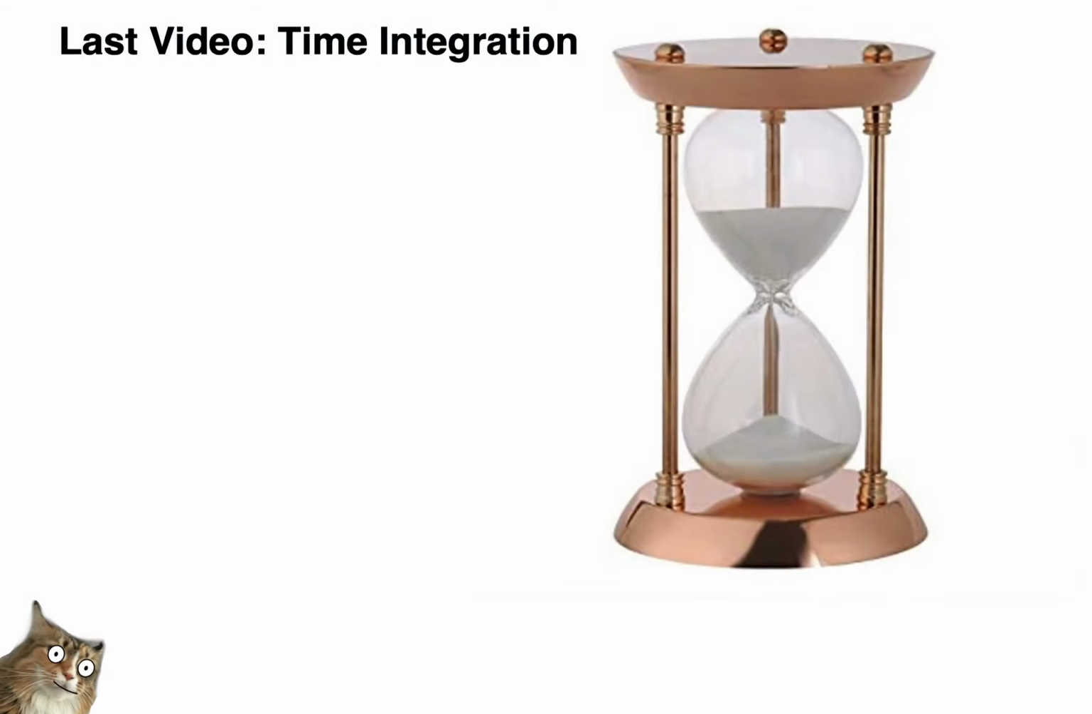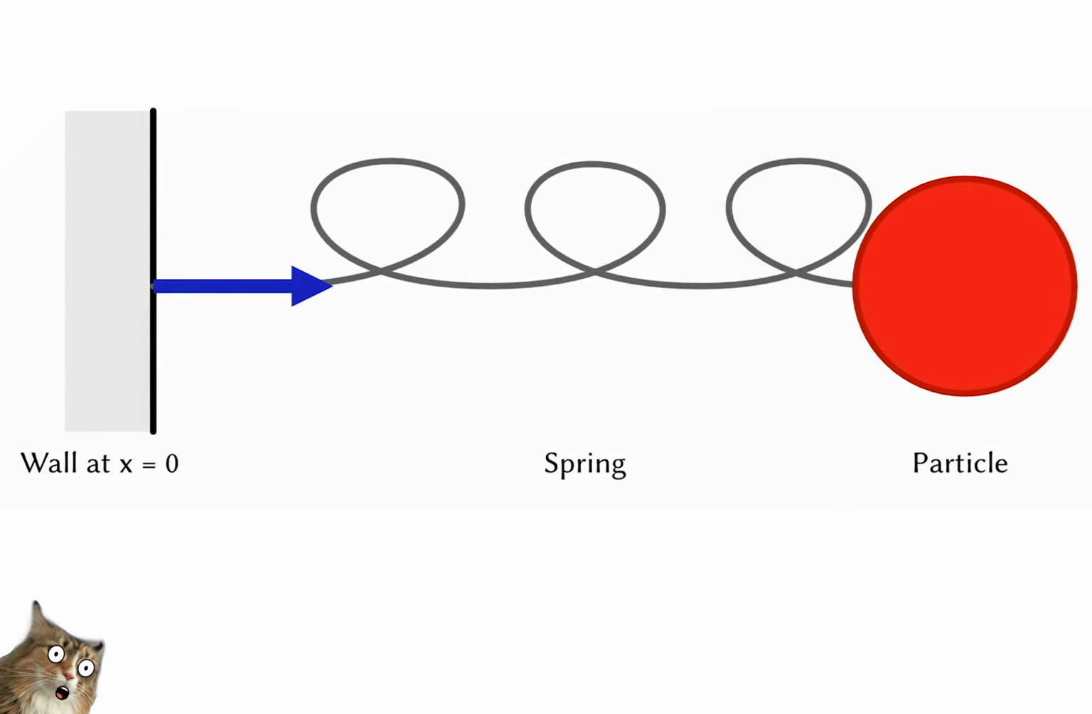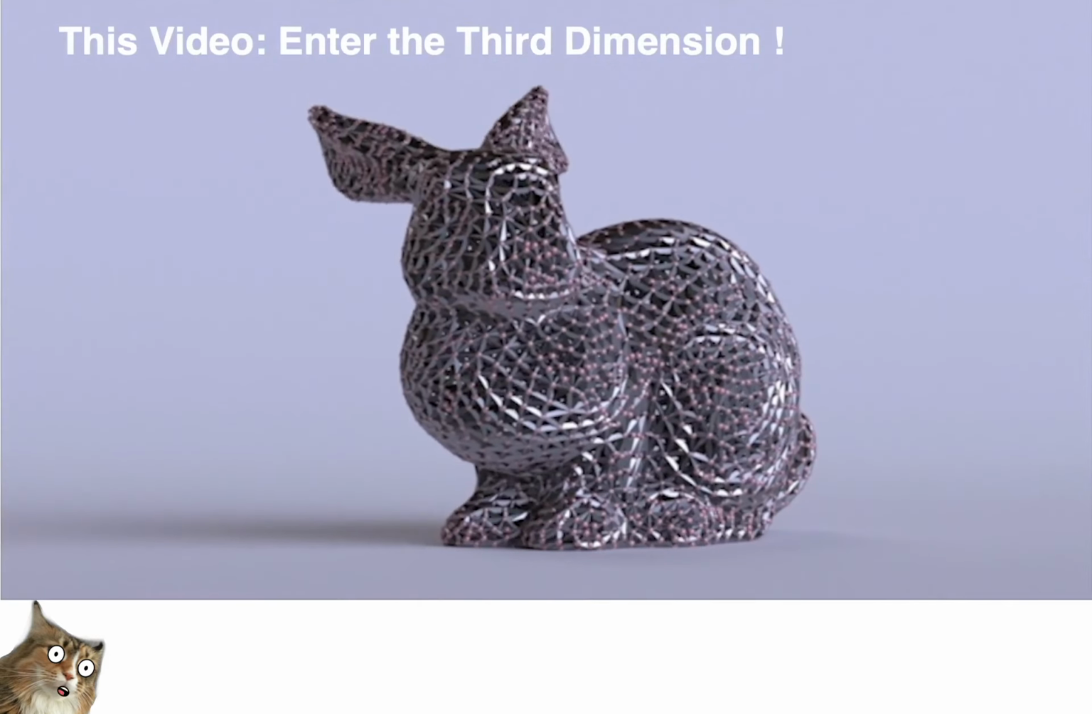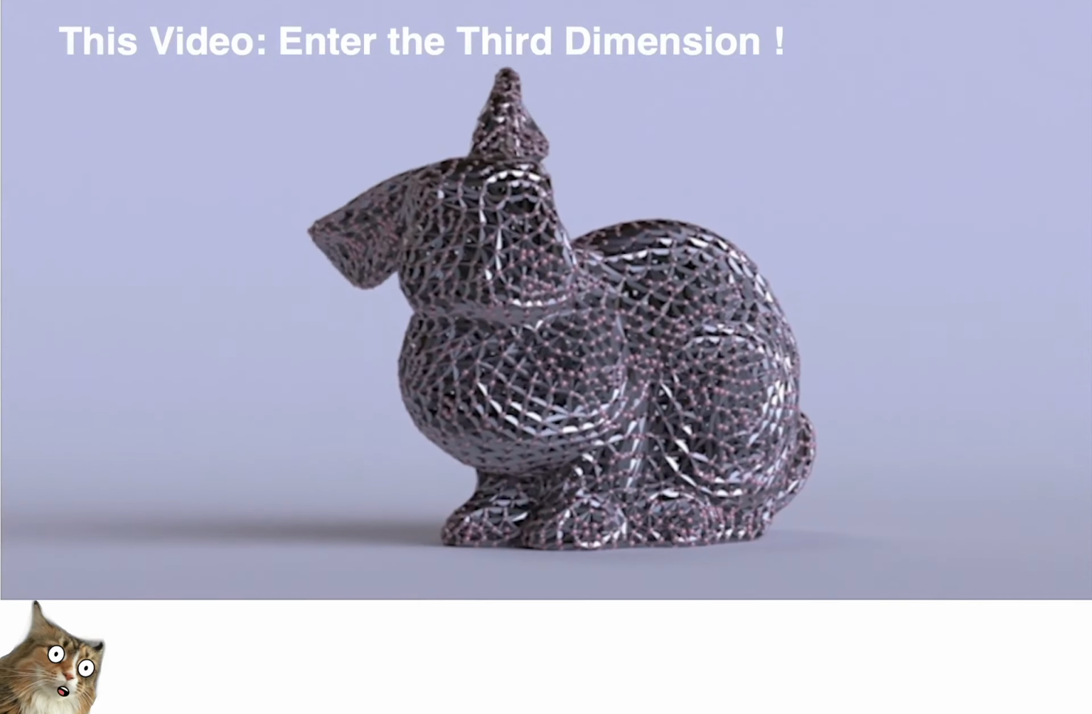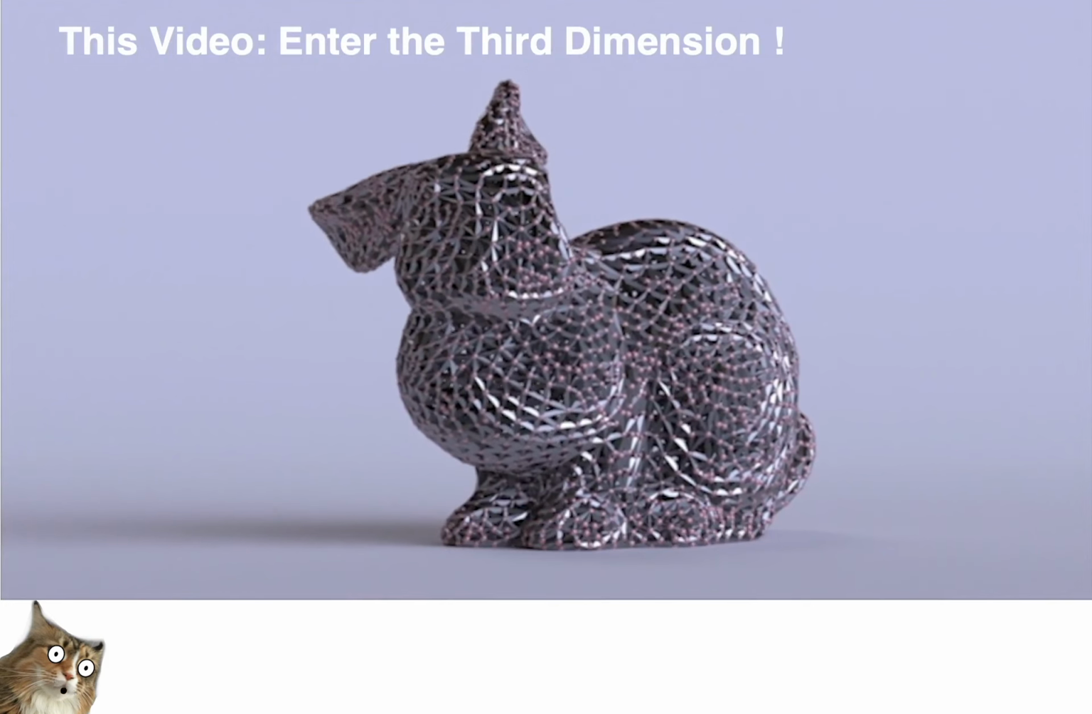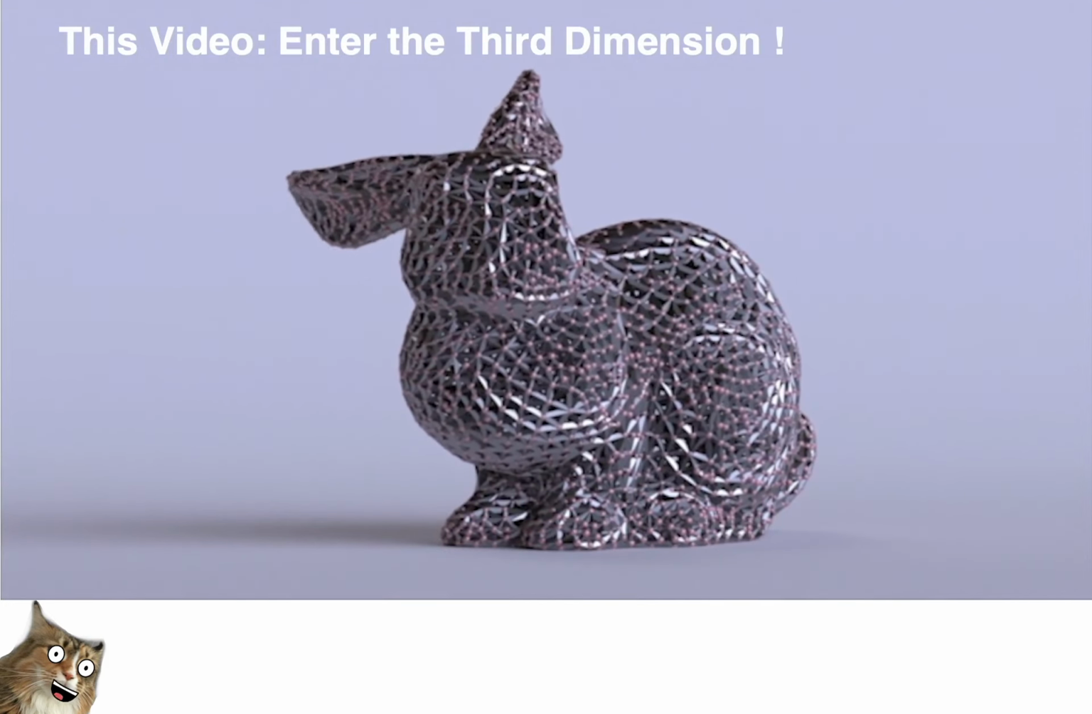Hello everyone. Welcome back to physics-based animation. In the last video, we took a whirlwind tour of time integration, and we used this knowledge to develop several simulations of our venerable 1D mass spring system. Well, after 2 whole lectures languishing in one dimension, it's time to take it up a notch. And enter the third dimension, where we'll learn to build simulations of springy 3D shapes, like the Stanford Bunny.